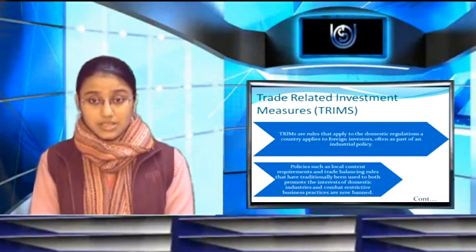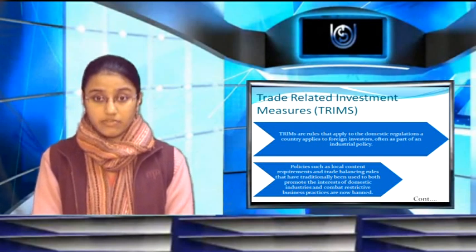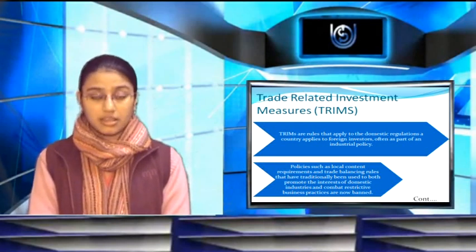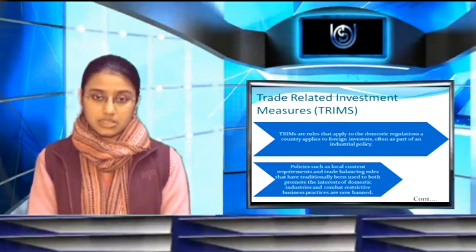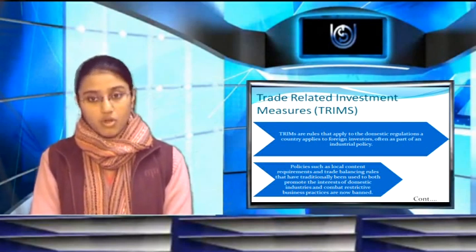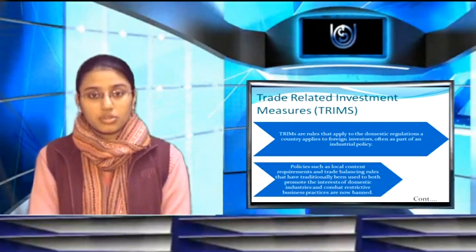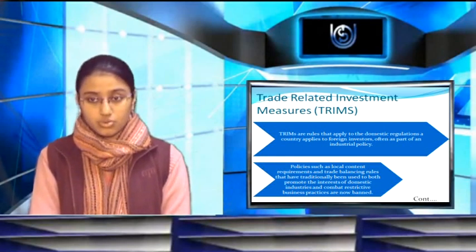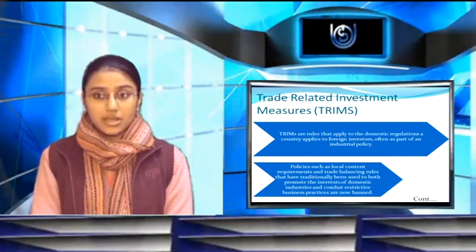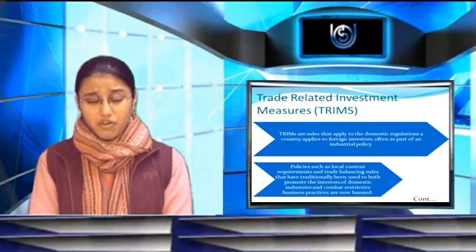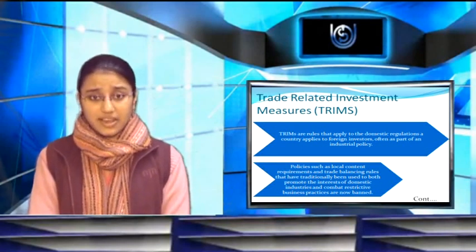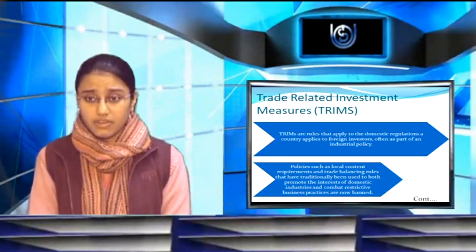In that case, TRIMS basically state that every domestic nation can apply its rules and regulations on the foreign investors. They can apply their policies and regulations according to their requirements. But these things somewhat restrict the foreign investors, restricting them from performing in a very good manner.